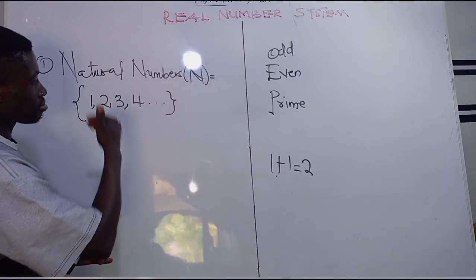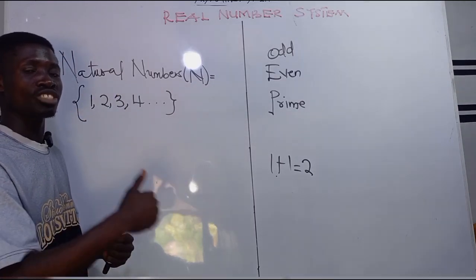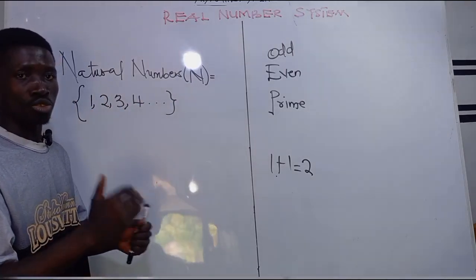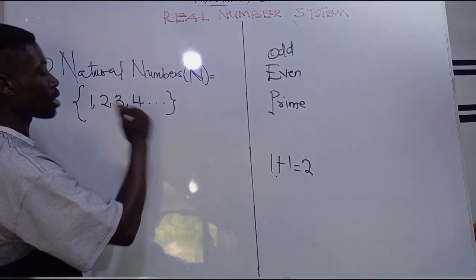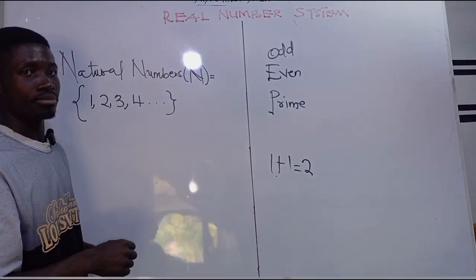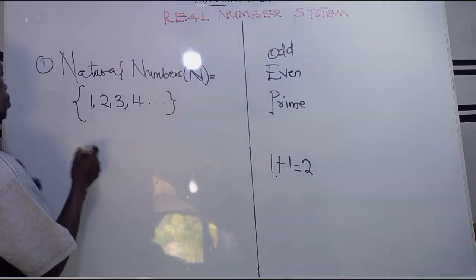So we can talk of thousands, 100,000. We can talk about million, billion, trillion, quadrillion, quintillion, sextillion, and so on. They are all natural numbers because they are all positive counting numbers. The next set of numbers that we can also talk of is what we call whole numbers.